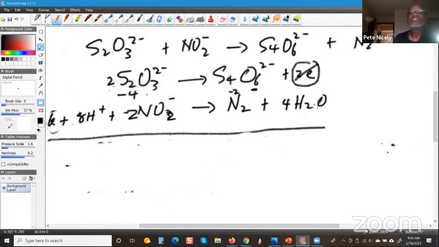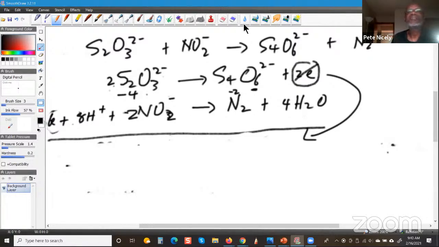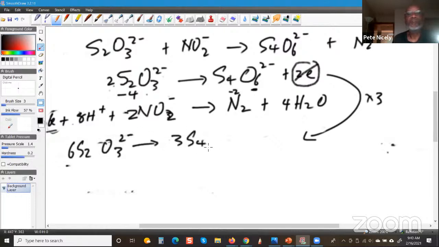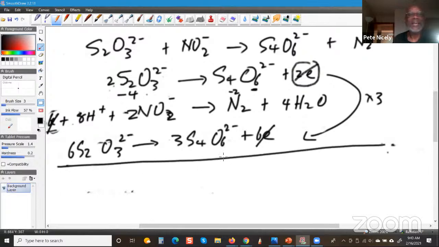So let me go back to this. So now what we need to do is multiply this equation here. Let me erase this line here to avoid confusion. Okay, so we have to multiply this equation here by 3 to make sure that the number of electrons lost and gained are the same. You have 6 electrons here, you have 2 here, so therefore this should become 6S2O3 2- to give 3S4O6 2- plus 6 electrons. And then we cancel out the 6 electrons here and here, and then we add what's left, and that should give us the correct answer.